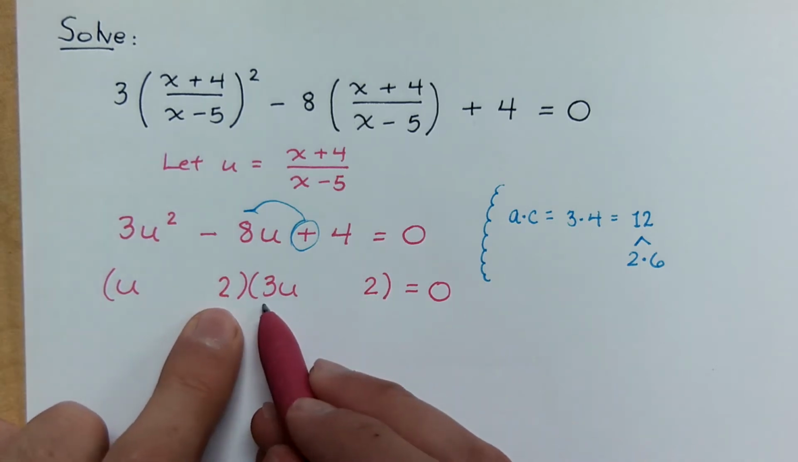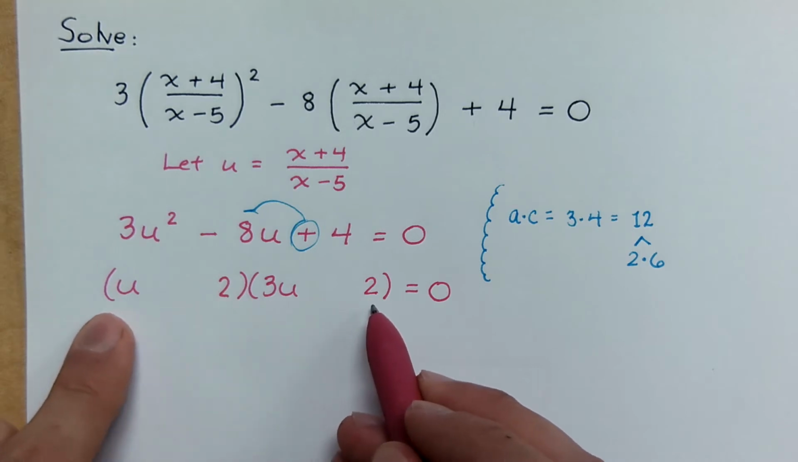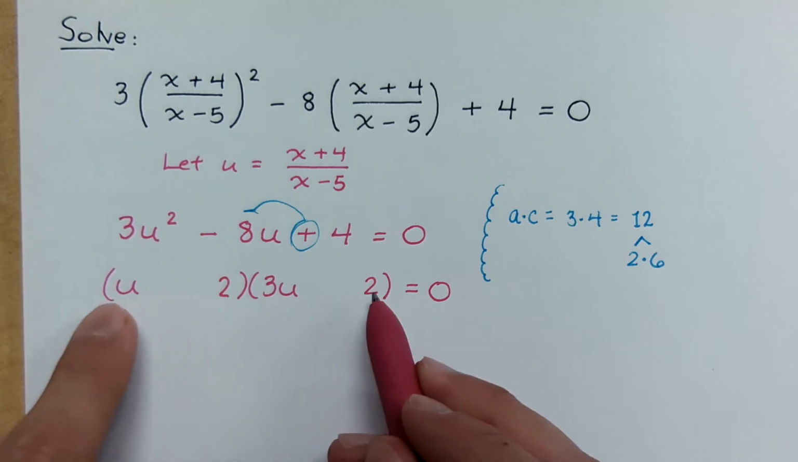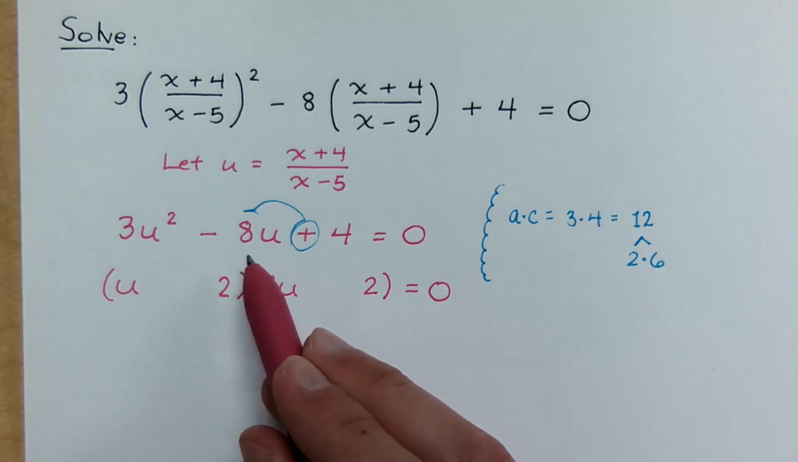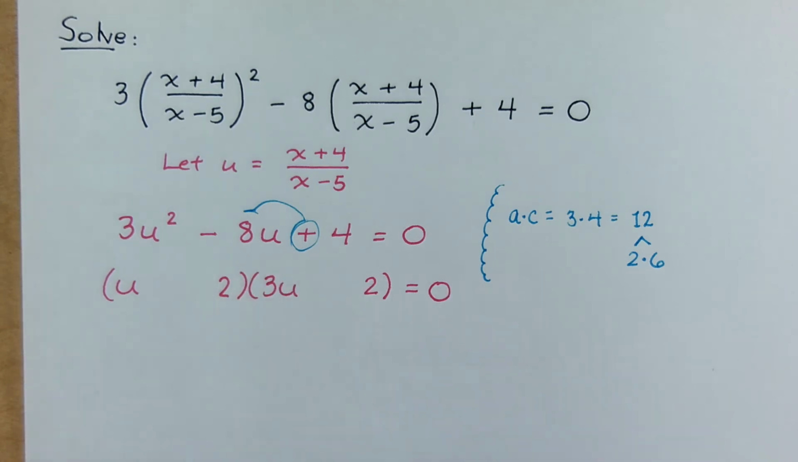Now, check everything here. You're going to get a 6u on the inside. You're going to get a 2u on the outside. Well, 6u and 2u give you 8u.